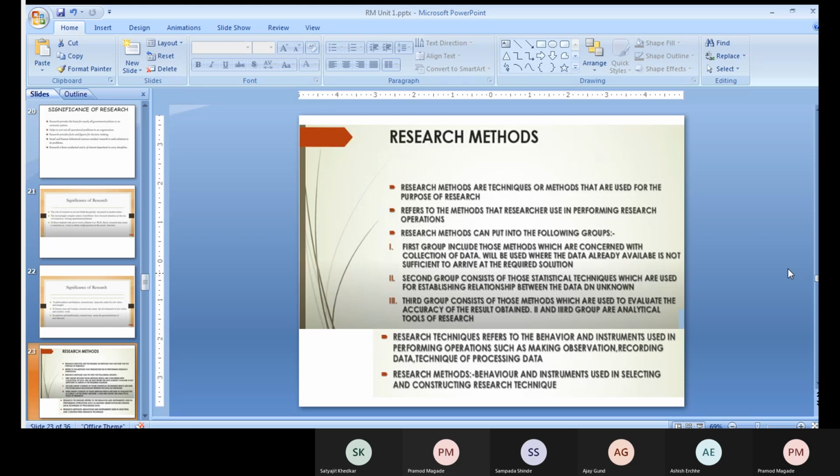Now research methods can be put into the following groups. First group includes the methods which are concerned with the collection of the data. Of course, this is a necessary first step, used where the data already available is not sufficient to arrive at the required solution. आता हे कधी कळेल आपल्याला, once we study the research paper, then we come to know whether this research paper is able to take in our case or not.